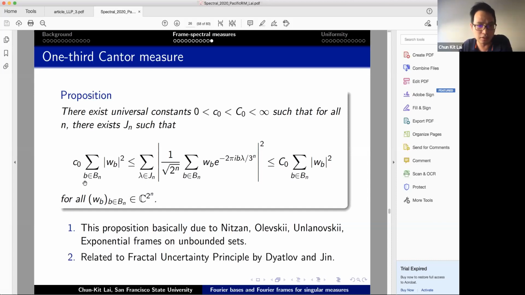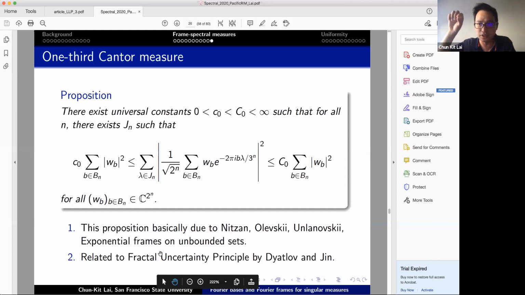So this part is also related to the fractal uncertainty principle by Dyatlov and Jin, in the sense that if you have read the paper, for the middle third Cantor measure they actually try to quantify the so-called uncertainty exponent of the delta. And in some sense, if we can construct a Fourier frame, I checked that it is kind of related.